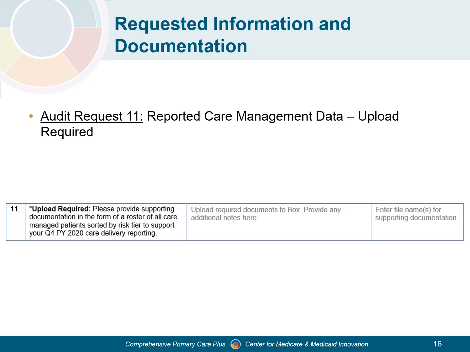Audit request number 11 requires you to upload specific documentation. You may also provide additional notes in the response column if you think the documentation needs clarification. For this request, the audit team is looking for a roster of all care-managed patients sorted by risk tier to support the number of patients under care management you reported in the CPC Plus portal for the Q4 2020 reporting period.